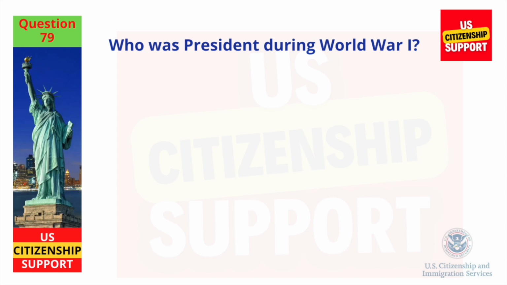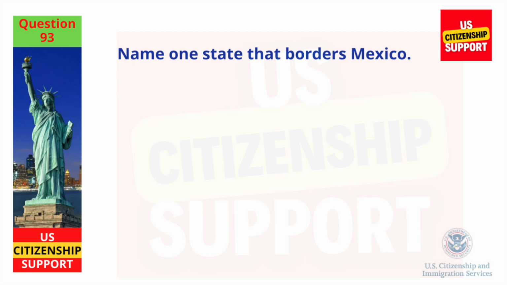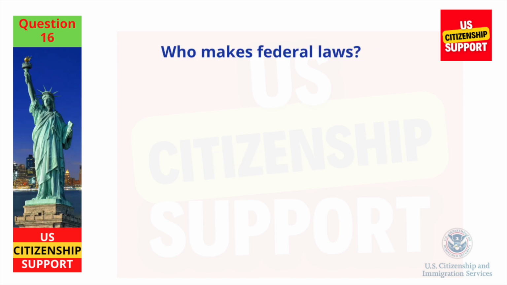Who was president during World War I? Woodrow Wilson. Name one war fought by the United States in the 1900s. World War I. Name one state that borders Mexico. California. Who makes federal laws? Congress.